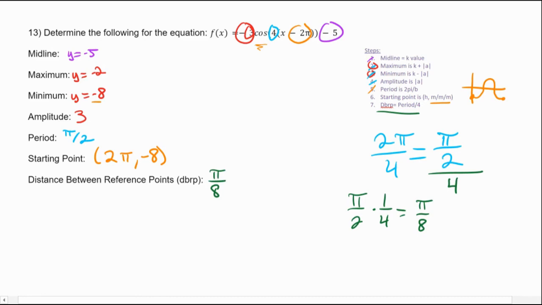These things are fairly straightforward to find if you know how to do it, but they're very helpful when you're asked to graph a trig function. So there you are.